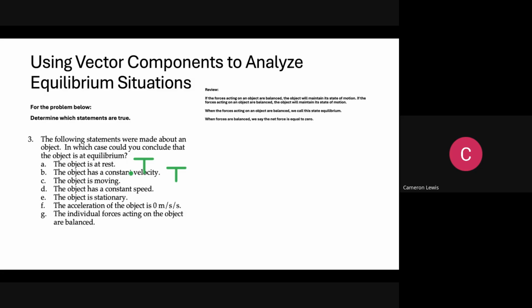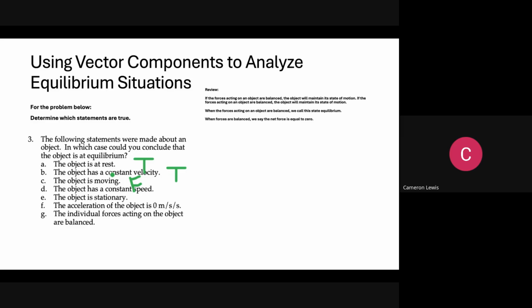Now, the object is moving. If the object is moving, can we conclude that it's at equilibrium? No. False. Any objections? Nope. False.